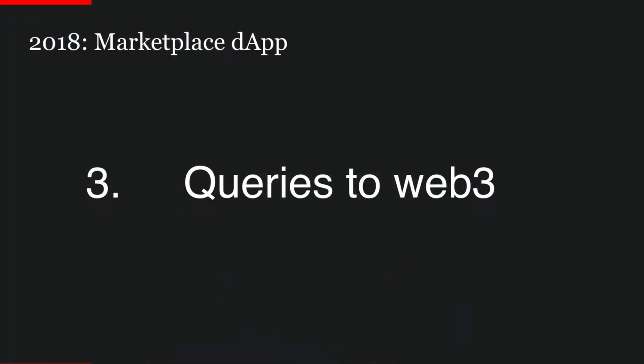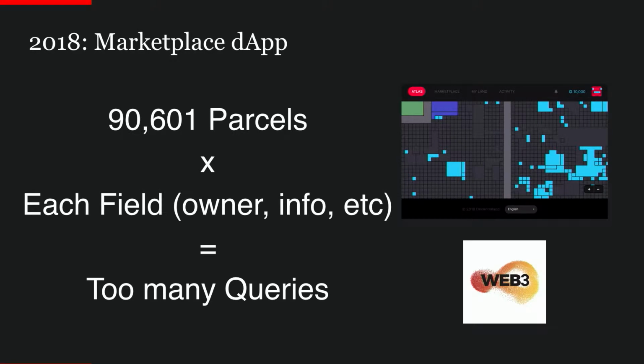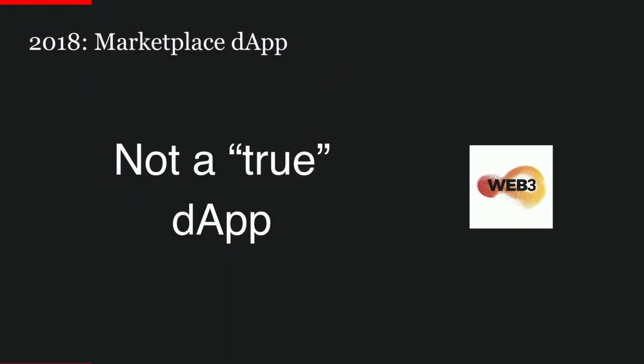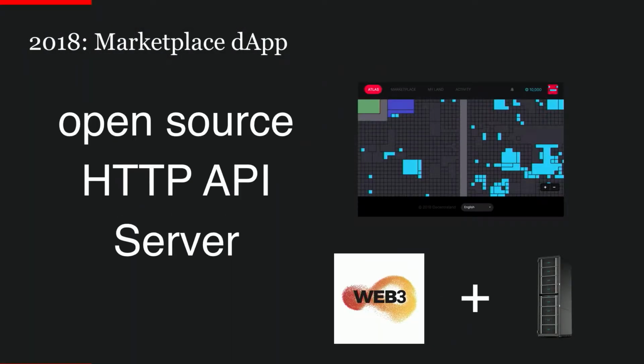And the other problem was querying Web3 to figure out what's the current state of the world. In this map of 90,000 or so parcels, if we have to query for every field, we would be talking about minutes just for a simple display of the whole map. Those were too many queries, so we came up with a very centralized open source API server that computes all of that in like 70 milliseconds or whatever.